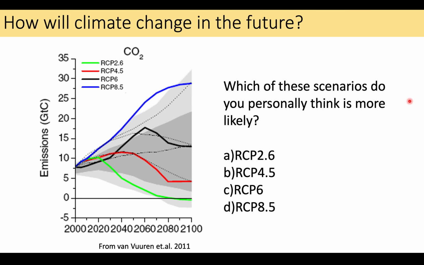Which of these scenarios do you think is most likely? This is CO2 emissions under these 4 different scenarios. Which of these do you think is more likely for us today? Or us in the future, I should say, the way that our global society runs.